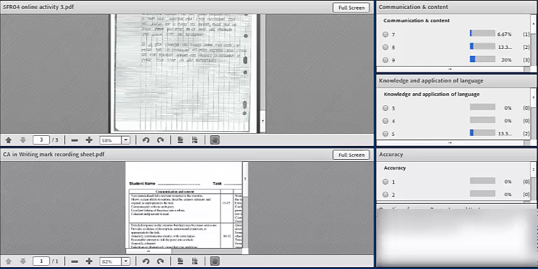I think a mark lower than that would have been a bit harsh, because that would have implied quite a degree of ambiguity, perhaps, or irrelevance, which isn't there. Okay, so I hope that makes sense as to why the mark of 11 was awarded for communication and content.